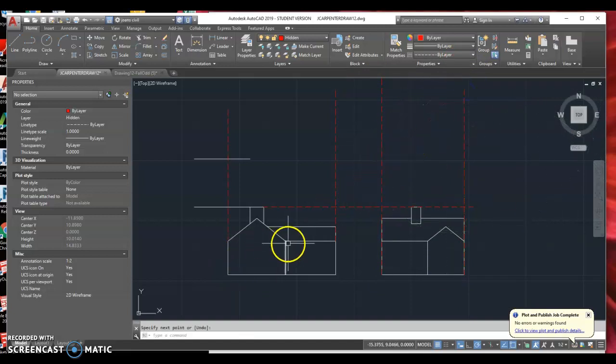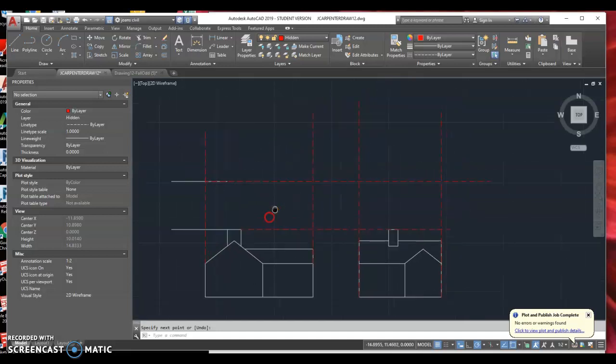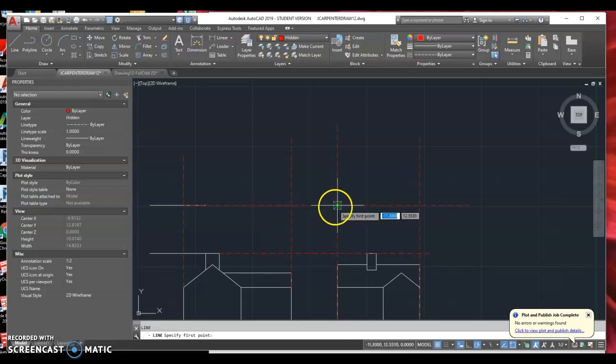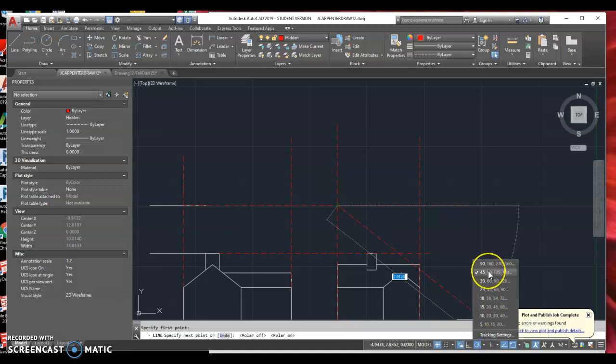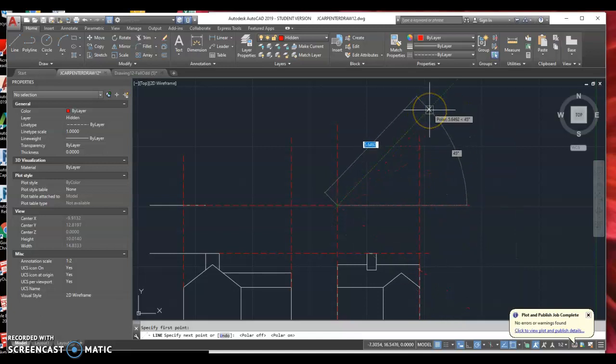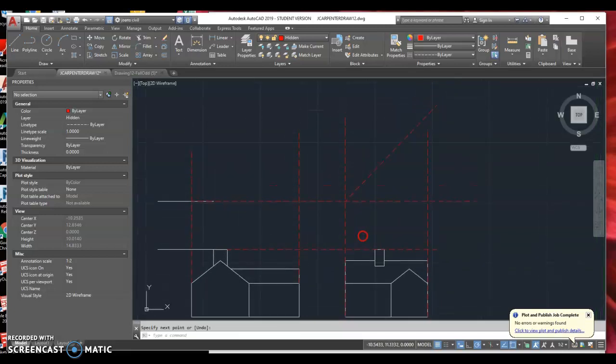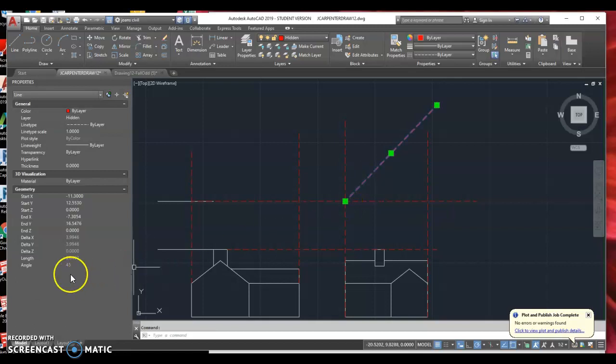And then now we know that that's the bottom of the top view. This line right here is the bottom of the top view. And I want to put in a 45 projector right here. So now I just want to make sure that my polar tracking is on and that I'm set to 45. And that way when I get it right at 45, I can pull up that 45 on that line. You can check that by checking the properties. You'll see down here it's 45.